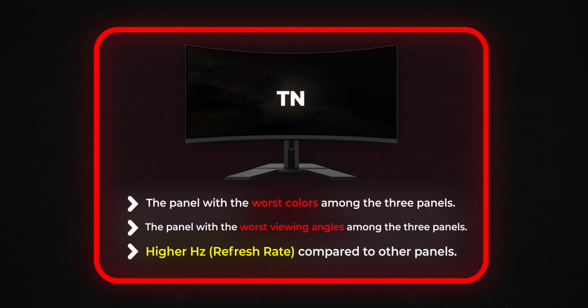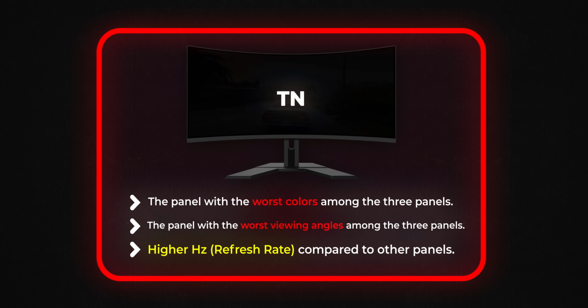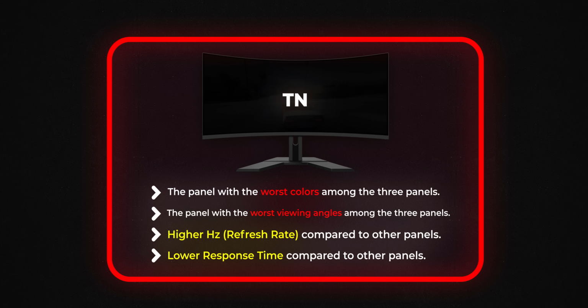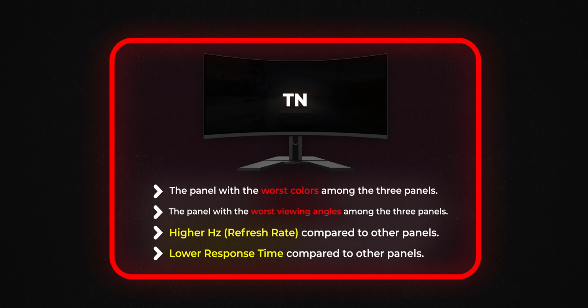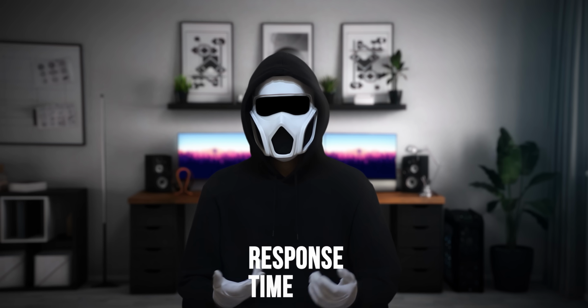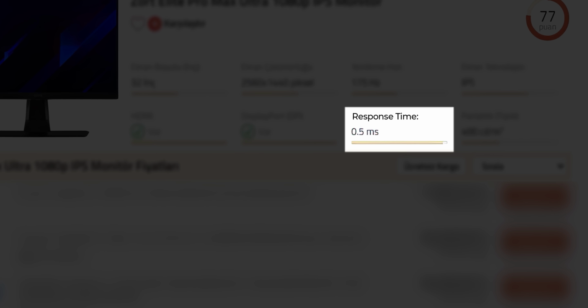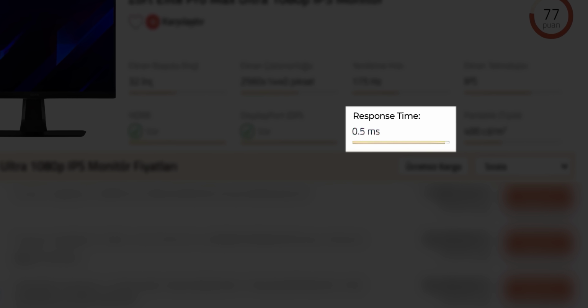Anyway, as I mentioned, at a certain price point, TN panel offers the highest refresh rate while also providing the lowest response time among panels. So, we understood what the refresh rate means, but what about response time? Monitors often have values like 0.5 milliseconds, 1 millisecond, 4 milliseconds, and so on. These values indicate the response time, representing how quickly the pixels on the screen can change colors.